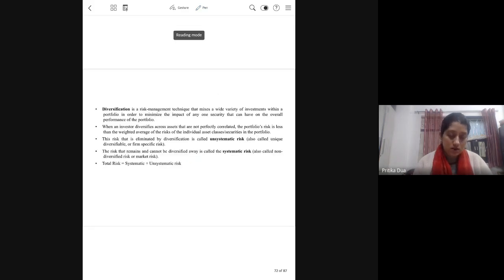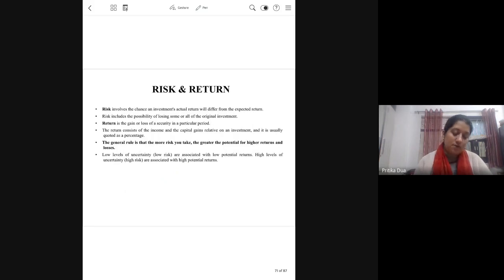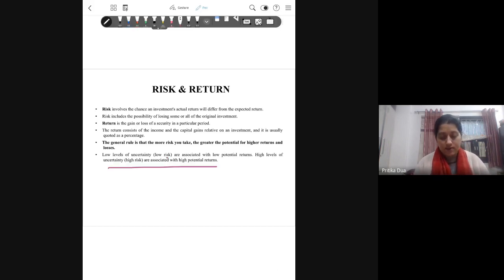Coming back, low levels of uncertainty are associated with low potential returns, whereas if you are ready to take high risk, then there is a possibility of earning higher potential returns. Now, risk is defined as the chance that your actual return will be different from the expected return.